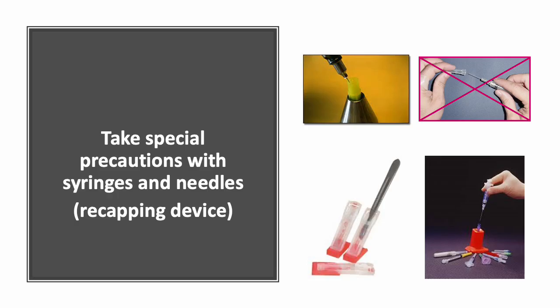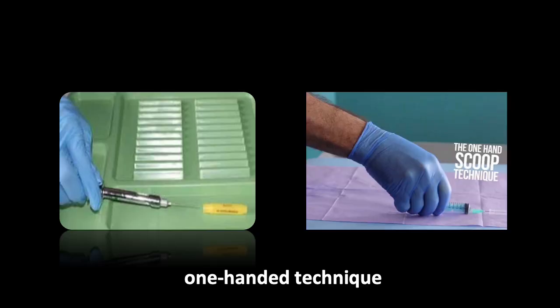During recapping of the needle is where you could get your needle stick injury. So you must take special precautions with syringe and needle. Never recap it with your two hands, and you can use recapping devices. Also, you could use the one scoop technique, the one hand technique. This technique is done by putting the cover on the table and then sliding the needle inside it without touching it with your two hands.